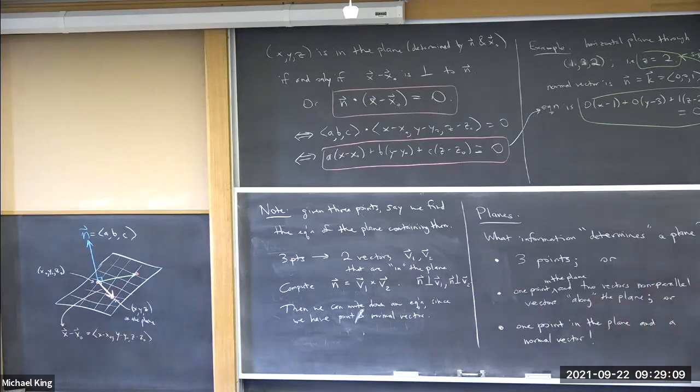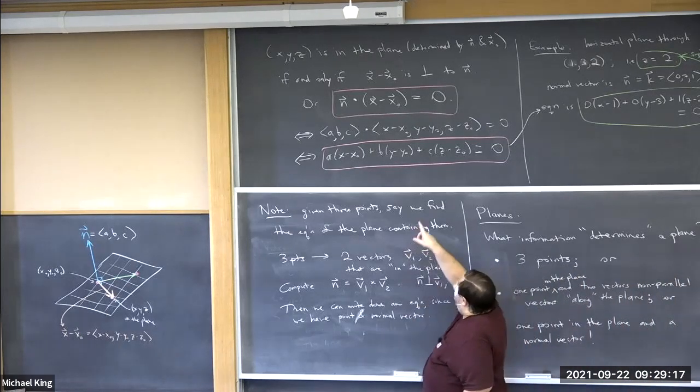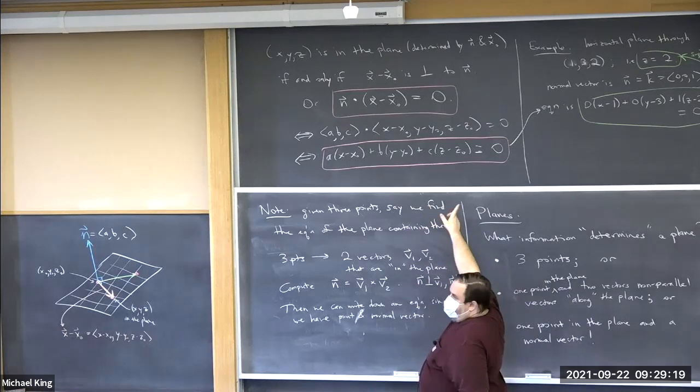Does that make sense as a process? What's kind of funny is that if you pick any of the 3 points that you started with, as your point, as your X naught, Y naught, Z naught up there.